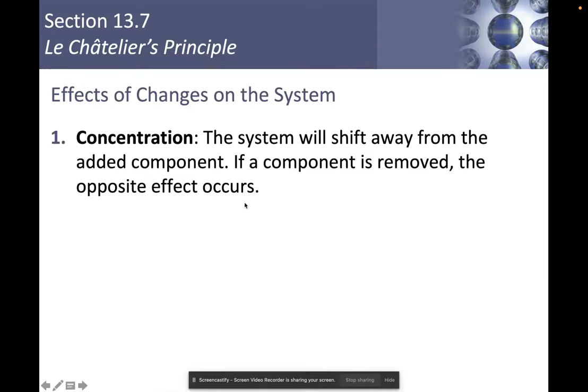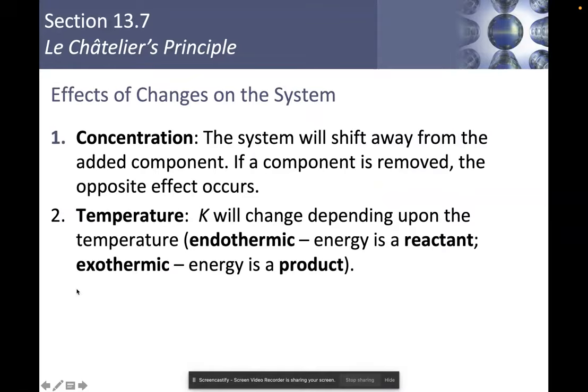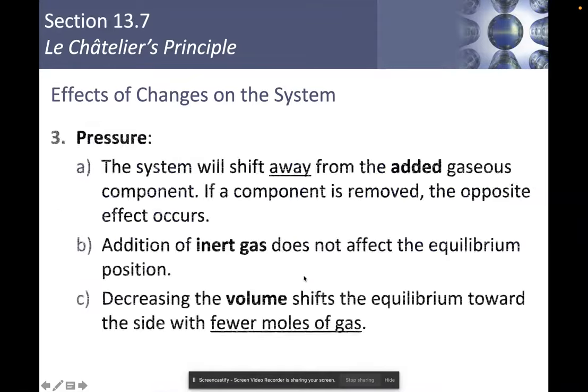Temperature. K does depend upon temperature, but really the only thing you need to worry about here is endo versus exothermic. In an endothermic reaction, energy is a reactant. In an exothermic reaction, energy is a product. And I'll give you some examples of that in a bit. For pressure, it's a lot weirder. The system will shift away from the added gaseous component. So if you add a gas, it will try to remove that gas.